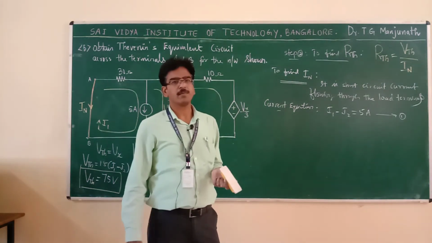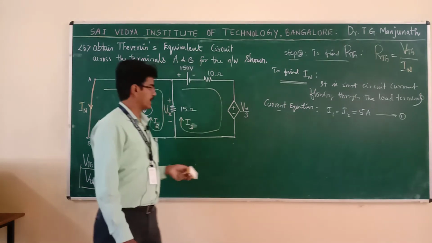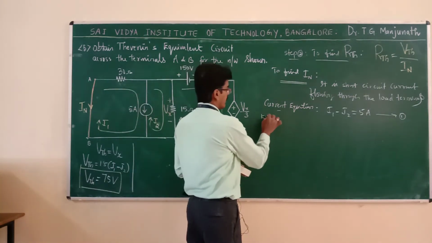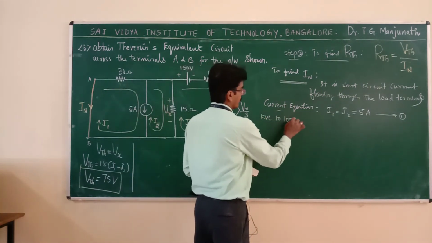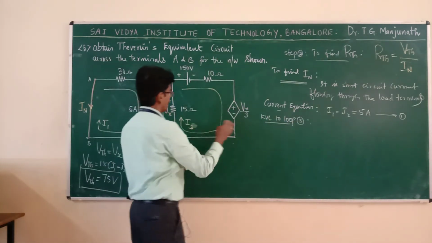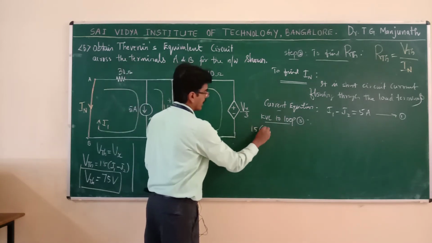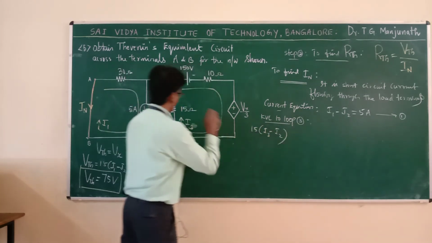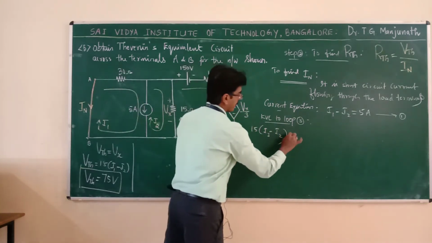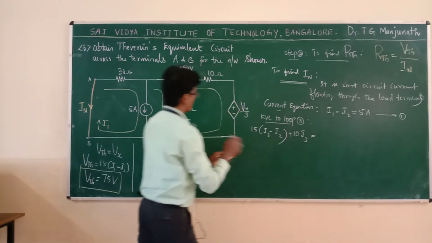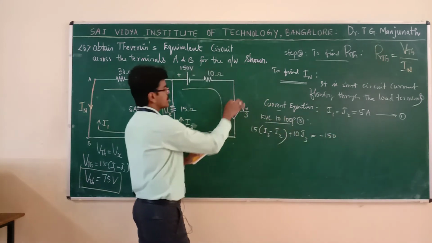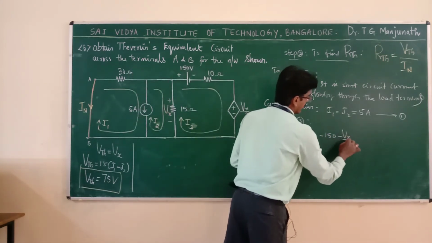I need 3 equations. It may be current equation, it may be voltage equation. Next, successfully I can apply KVL to loop 3. Let us apply KVL to loop 3. Applying KVL to loop 3, 15 (I3 minus I2) plus 10 I3 is equal to what? Moving clockwise, plus 2 minus 150 plus 2 minus Vx by 3.